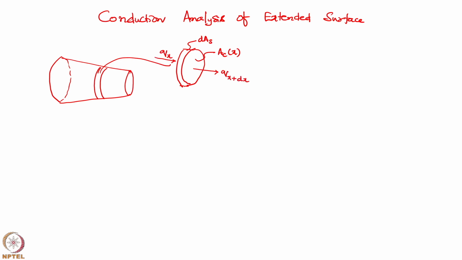At the same time, it loses heat by convection, dq convection, over the length dx. So before we do the energy balance, what are the assumptions involved? We assume steady state, that is nothing is changing, steady state conduction, which means temperature is only a function of x, and thermal conductivity is constant.